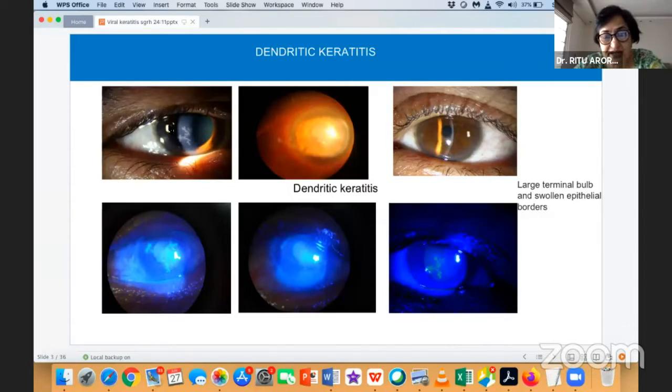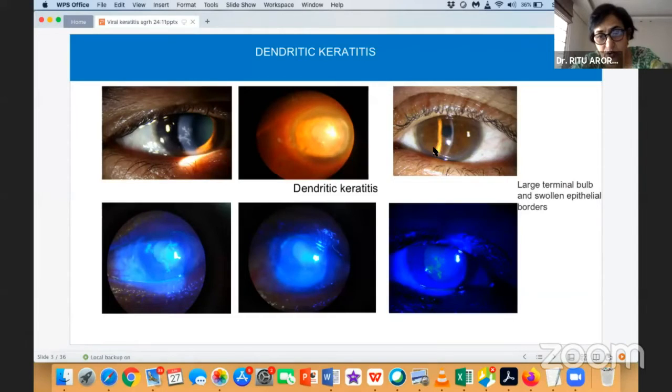This is the way a typical dendritic keratitis may present. As we always teach the undergraduates, more symptoms, less signs. So slit lamp examination becomes mandatory. Typically a dendrite looks like this, a branching dendrite with terminal bulbs. I've just put this picture to show a case which came to me, and on treatment, this is exactly the picture at 48 hours.